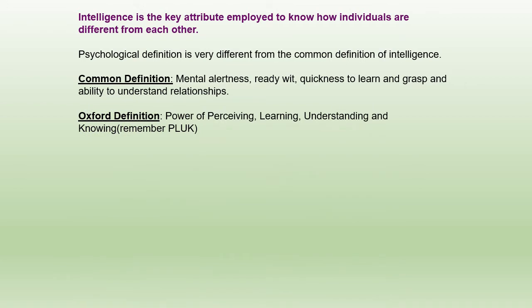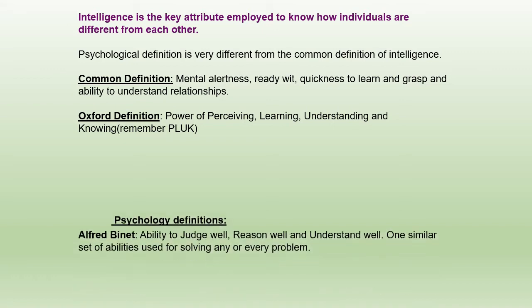The Oxford Dictionary has given us the definition of intelligence as the power of perceiving, learning, understanding, and knowing. So, in order to remember this definition by Oxford Dictionary, I have made it simple and easier for you people. How? You all just have to remember this: PLUK, P-L-U-K. What is PLUK? That is power of perceiving, learning, understanding, and knowing.